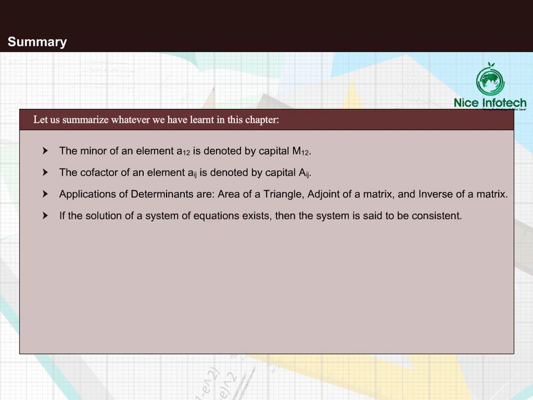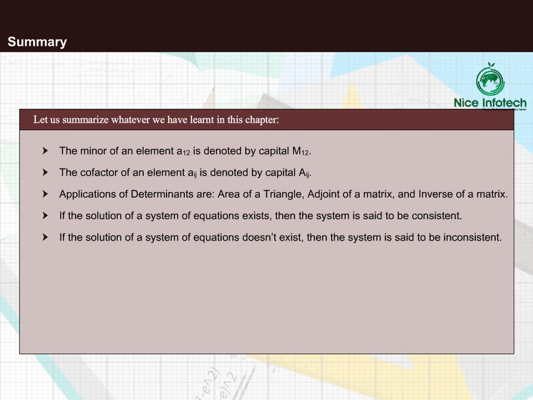If the solution of a system of equations exists, then the system is said to be consistent. If the solution of a system of equations doesn't exist, then the system is said to be inconsistent.